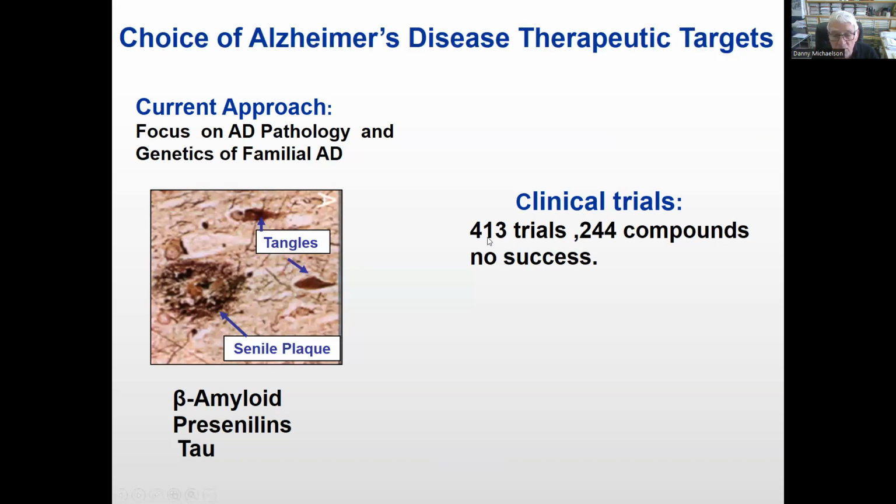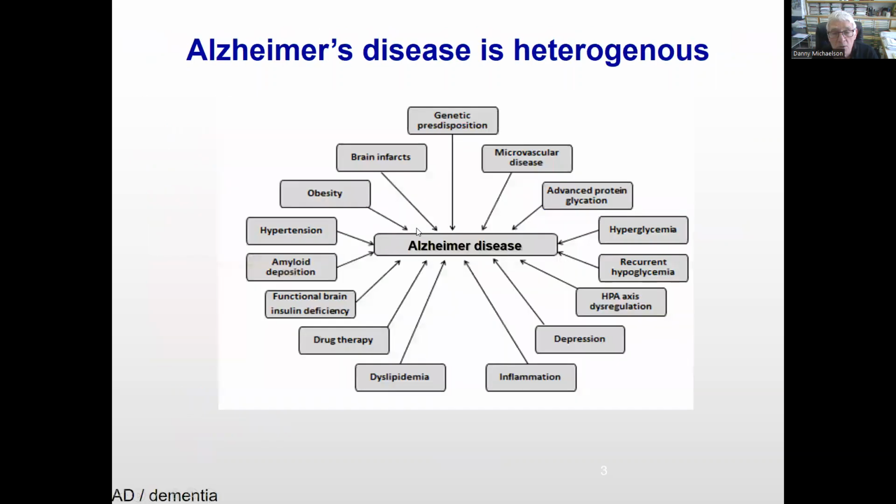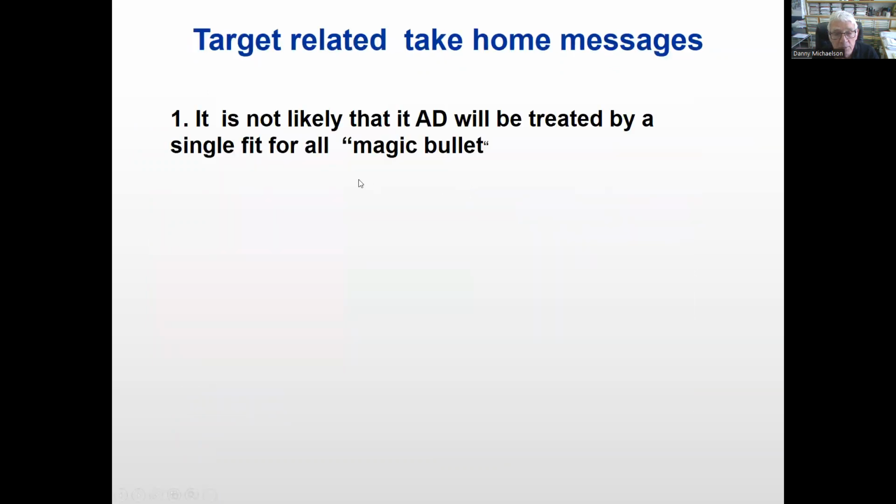So the question that we have to ask ourselves now is, what is the take-home message from the lack of success of this approach? And in doing so, we want to focus our attention on the fact that Alzheimer's disease is very heterogeneous, as shown in this slide, and not all the patients show all the features. This heterogeneity brings to light the statement that the possibility of developing a magic bullet that will be successful for all AD patients is very unlikely.